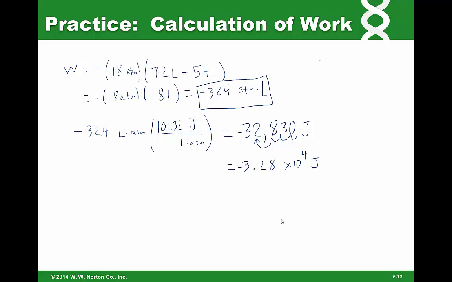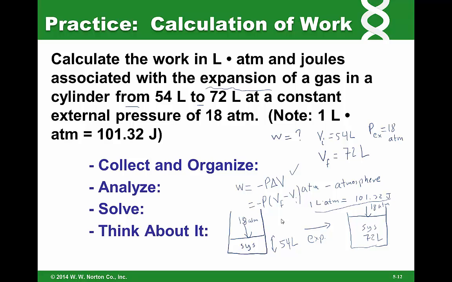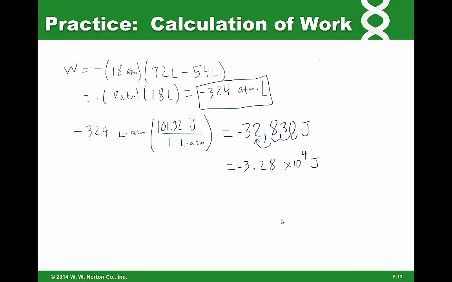Let's think about our conversion here. We know that there are about 100 joules per liter atmosphere, so I should get an answer that's about 324 times 100. If you multiply this number times 100, you would just add 2 zeros after it, so it'd be about 32,400. Our answer is a little bit bigger than that, so that all makes sense. Very good. Now we've done all the steps in our COAST. We've collected, we've organized, we've analyzed, we've solved it, we've gotten our 2 answers, and we thought about it a little bit to make sure that our answers do in fact make sense.